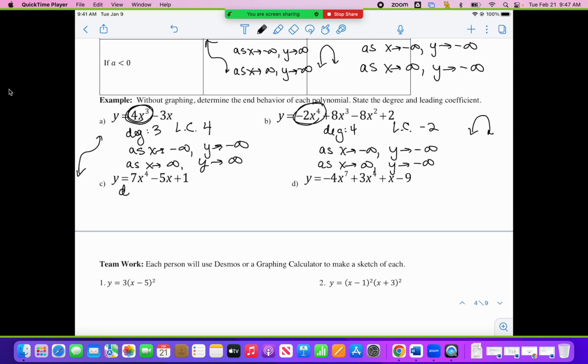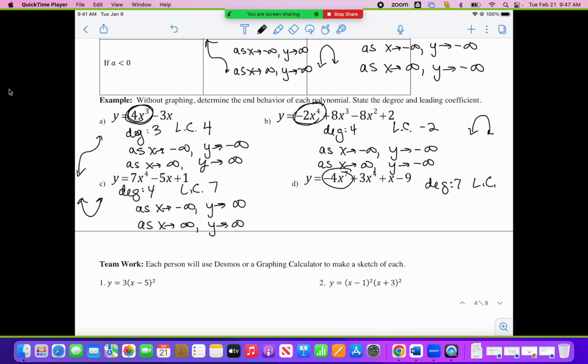All right, so my degree is 4. The leading coefficient is 7. So it's going to have an end behavior of up-up. So as x approaches negative infinity, y approaches infinity. This one, my degree is 7. The leading coefficient is negative 4. So this is an up-down. So as x moves left, y goes up. As x goes right, y goes down.